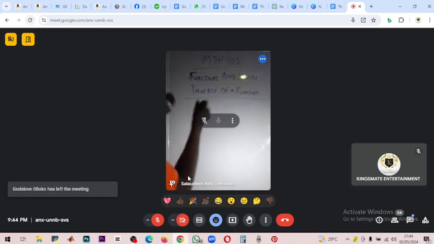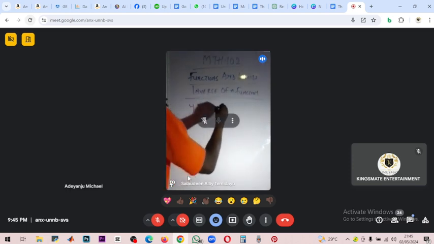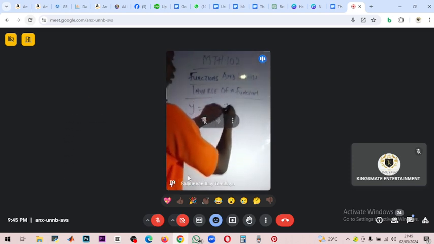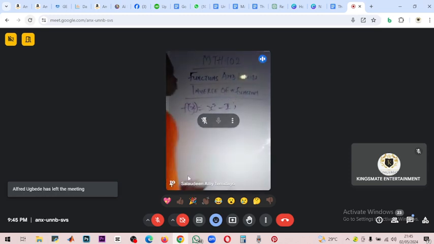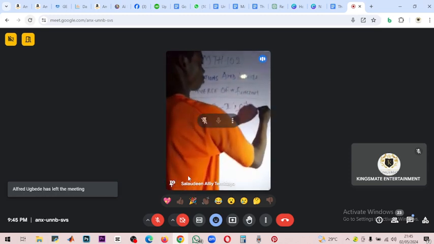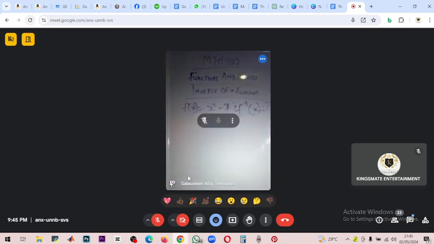So you are given a function f of x equals x squared minus 2. Find the inverse of this function. So what is f inverse of x? F of x equals x squared minus 2. Find f inverse of x. That's what we are treating now.